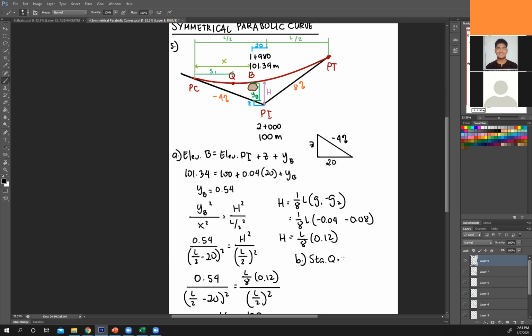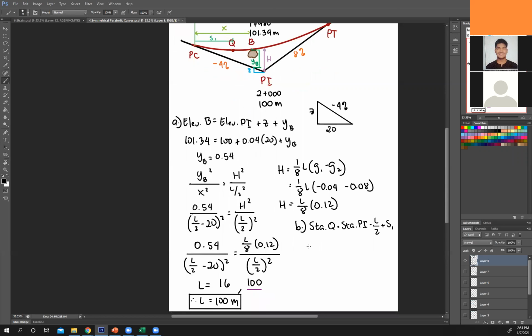So station Q: station PI, from PI we go to PC, so that's minus L over 2. This total length is L over 2. Then plus your S1 to get to station Q again. So now I'll just solve for S1.